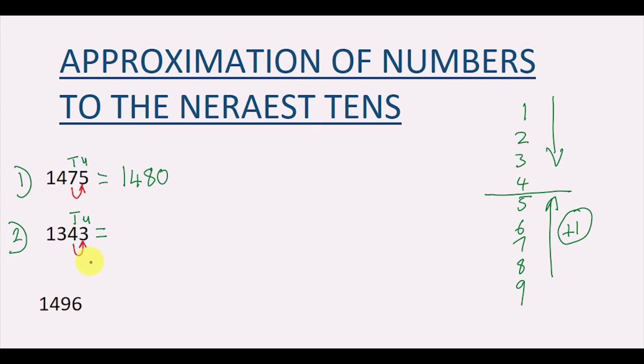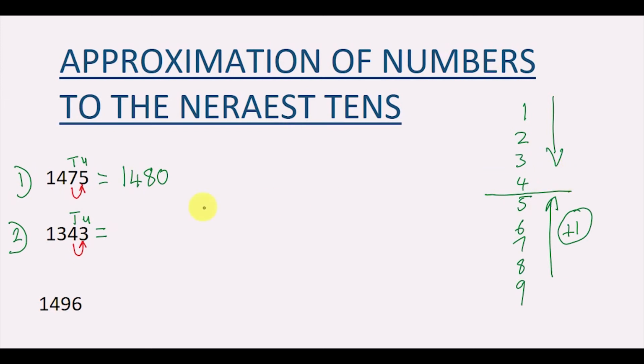Now 3, is it round up or round down? How will I know? I'll go straight to my table, which I told you to write down. Please make sure you write this table somewhere so that you won't forget it. My 3, okay, see where 3 is. 1, 2, 3, 4. Round down. I want them to round down. I don't need to add any number. So I'll just leave it like that and put 0 there.